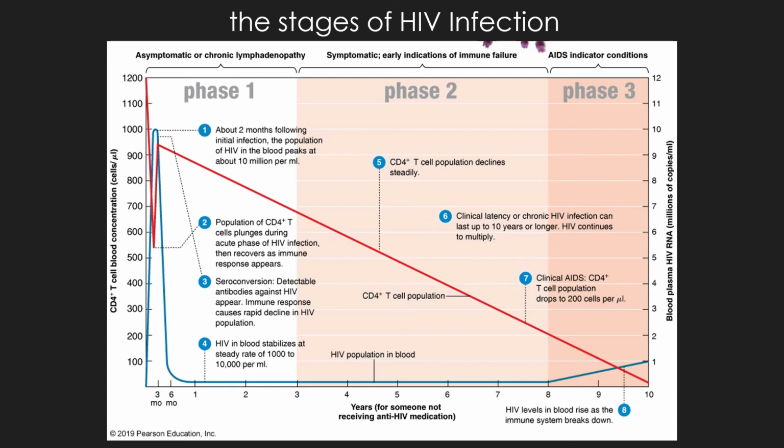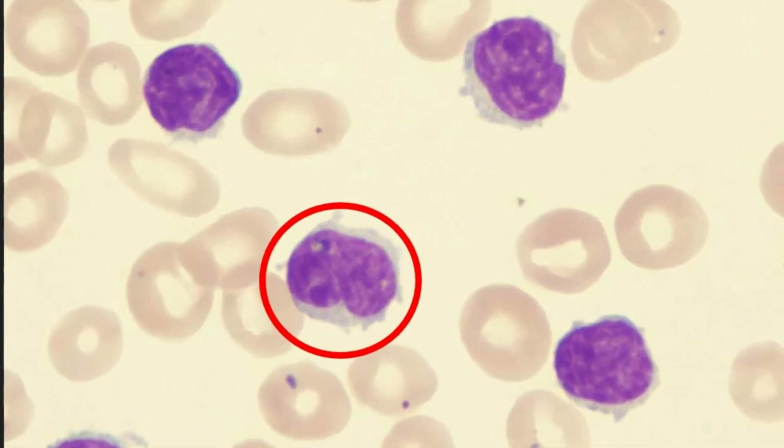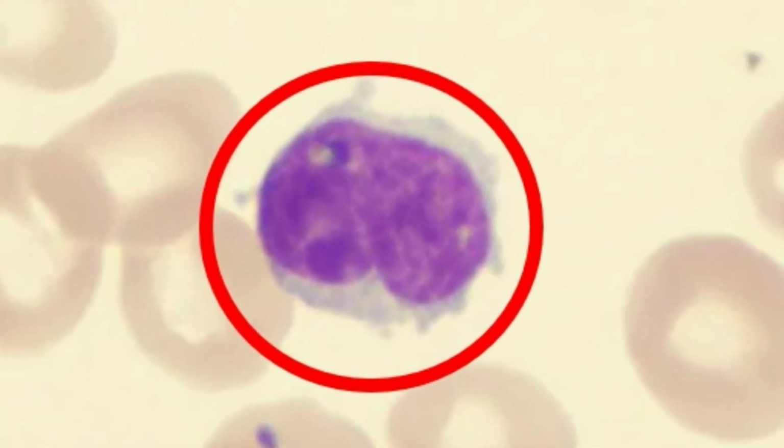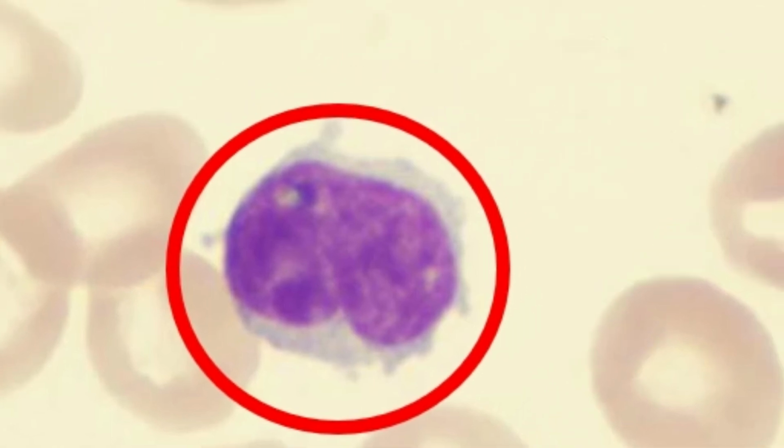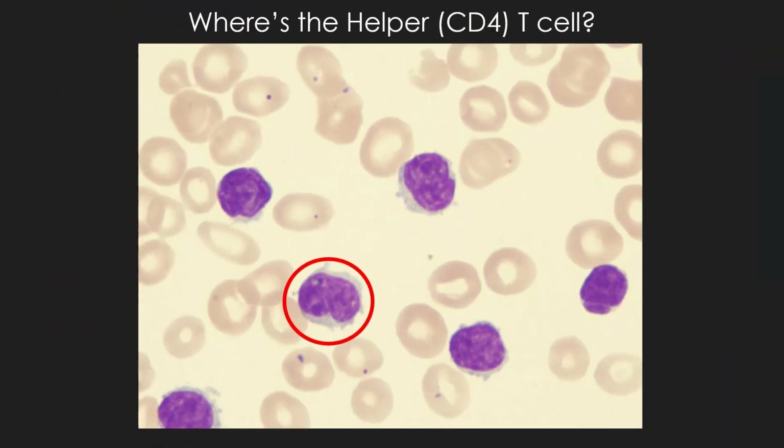So the key with treating HIV is tracking the helper T cells, which can be difficult because T cells look like every other lymphocyte in the bloodstream. So here is a blood smear, and try to figure out where the helper T cell is. It's here, which would have been very difficult to differentiate, especially from the white blood cell that is sitting right above it. So we can use some of those techniques from chapter 18 to identify our helper T cell.